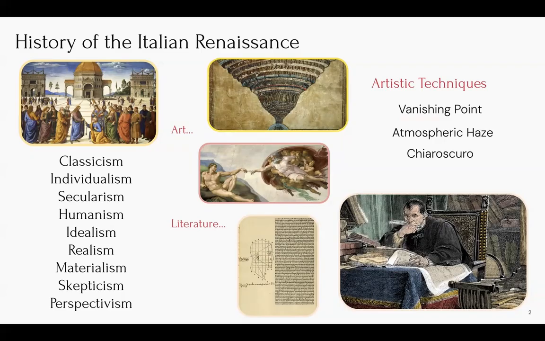Realism, which focuses on realistic normal days and scenes. Materialism, a focus on material wealth and luxury. Skepticism, which focuses on knowledge and questions everything. Perspectivism, a focus on art using special techniques such as vanishing point, where a line is drawn to one point, creating depth. Atmospheric haze, which obscures and fogs up visibility to create depth, and chiaroscuro, which uses light and dark to create illusion, depth, and drama.